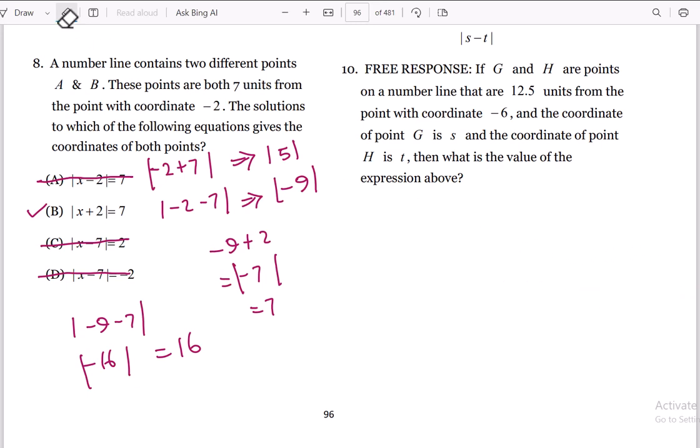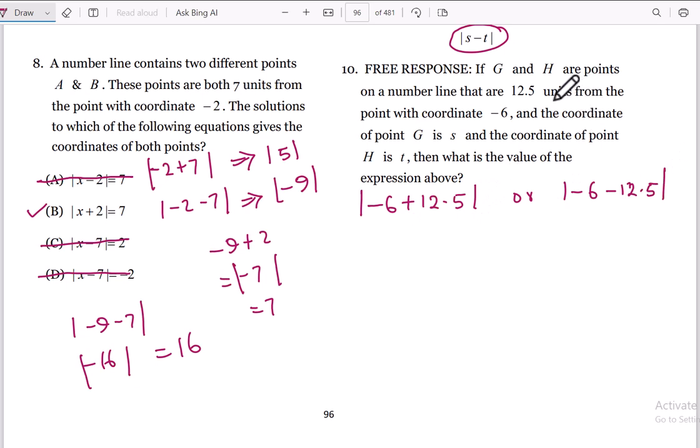Okay, question number 10. G and H are points on the number line that are 12.5 units from the point with coordinate minus 6. So we're going to do two things: minus 6 plus 12.5, or minus 6 minus 12.5.